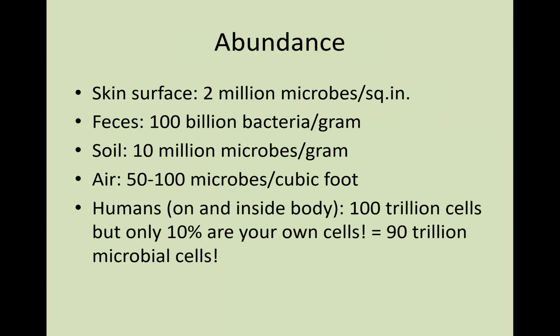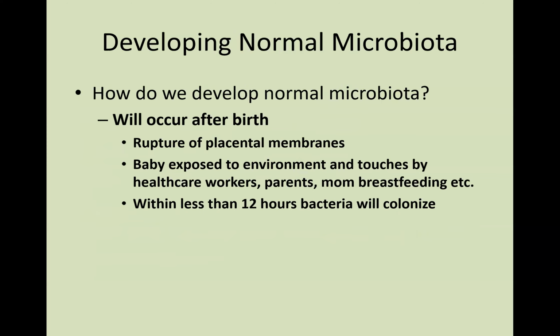And again, when we think about humans, with 100 trillion cells that are going to be on or in the body, only 10% are actually eukaryotic or your cells, what we consider to be animal cells. The rest is going to be microbial. So that could be bacteria, that can be a fungus, or again, that can be some sort of protozoa.